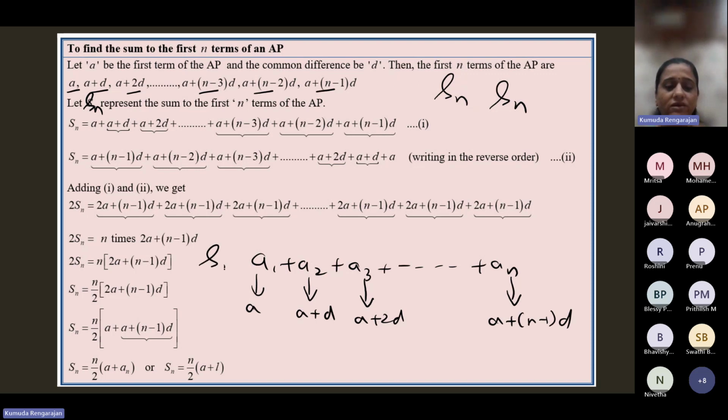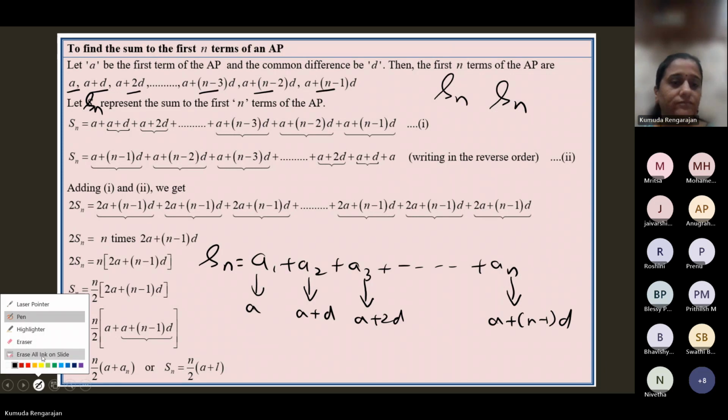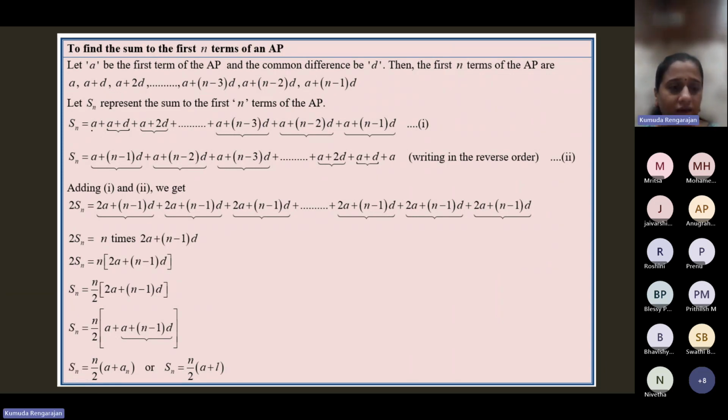So this one is Sn. Sn is equal to A1 plus A2 plus A3 plus A4 plus A5, so on till An. That is Sn. So Sn is equal to a, this is the first term, plus a plus d, second term, plus a plus 2d, third term. So on like this, adding all the terms of the AP till the nth term. These are the terms, no? Adding all the terms till the nth term.